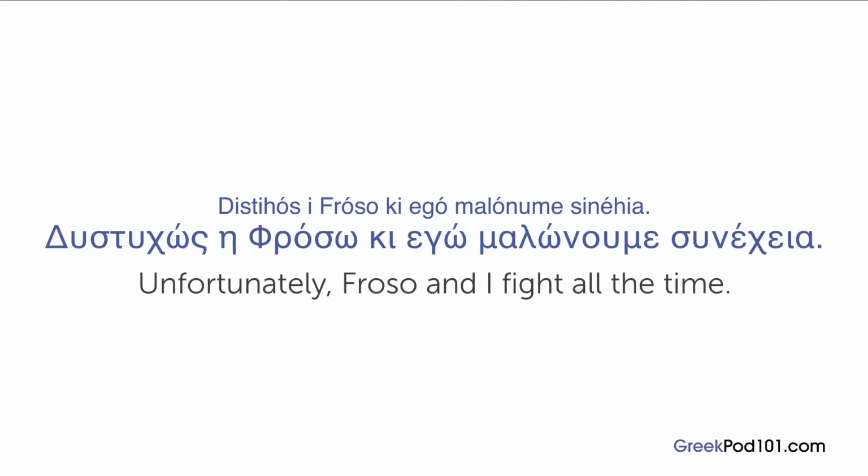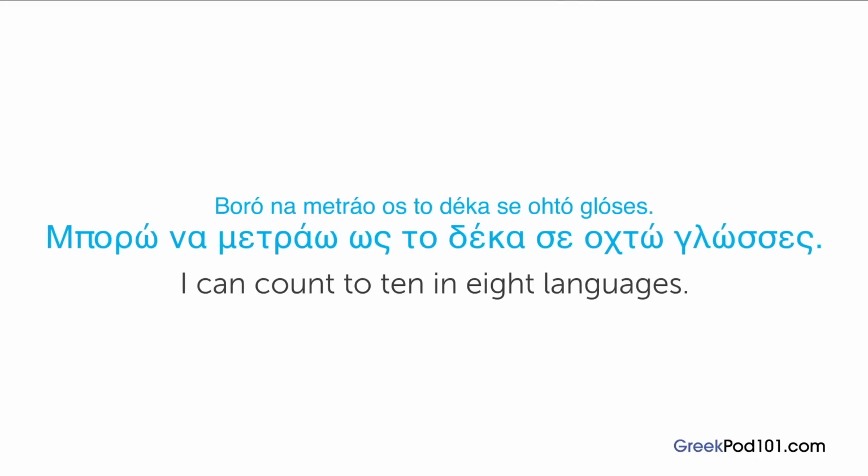Here are some sample sentences. Δυστυχώς η Φρόσο και εγώ μαλώνουμε συνέχεια. Unfortunately, Froso and I fight all the time. Μπορώ να μετράω ως το 10 σε 8 γλώσσες. I can count to 10 in 8 languages.